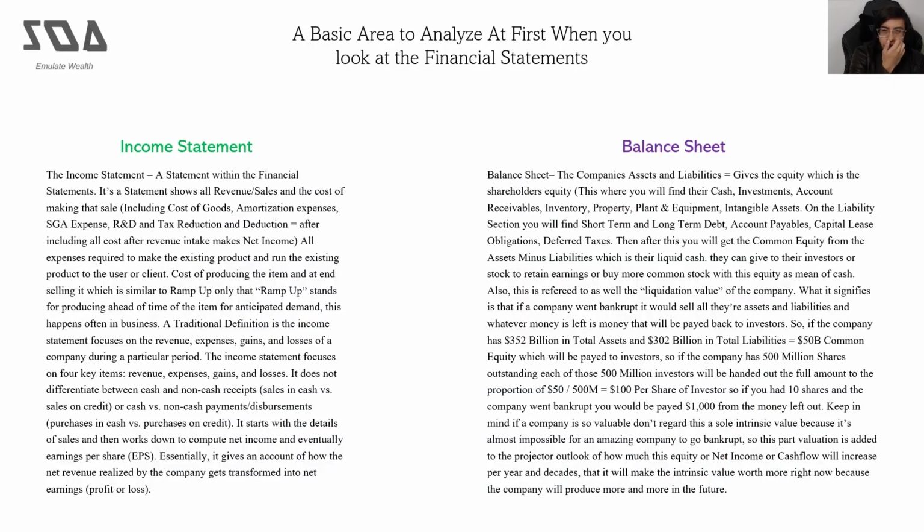Now, a basic area to analyze at first when you look at the financial statements is a few areas. One of them is the income statement. The income statement is a statement within the financial statements that shows you all the revenue, sales, and the cost of making the sale, including cost of goods, amortization expenses, SG&A expenses, R&D, and tax expenses, which, netted in total after all costs following revenue intake, make net income. These are all expenses required to make the existing product and run the existing product to the user or client.